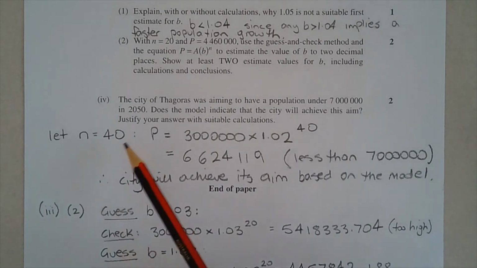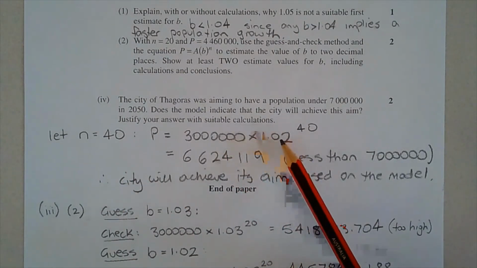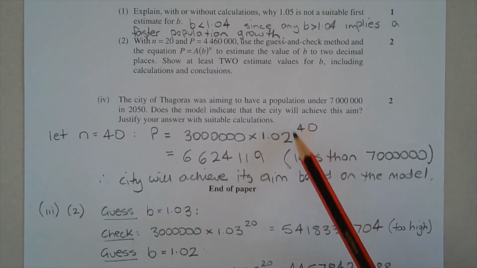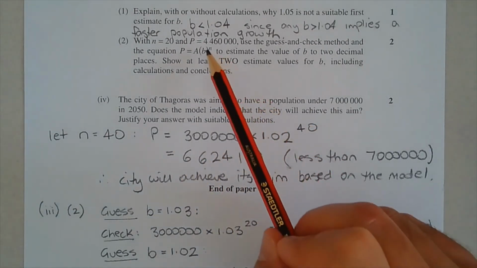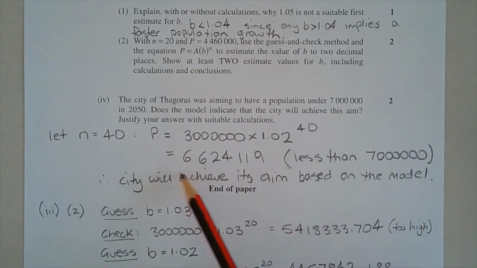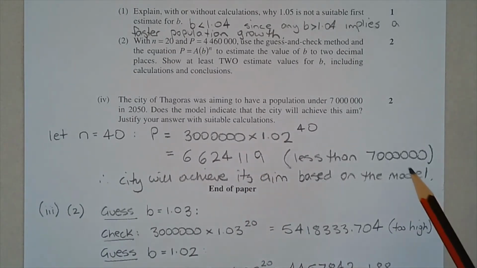So letting n equal 40, we have the value of A, which is 3 million, and we found our value of B, which is 1.02. Value of n is 40, of course. Substituting all that into this formula here, we end up with 6,624,119. That's correct to the nearest whole number, which is definitely less than 7 million. So therefore, the city will achieve its aim based on this model.